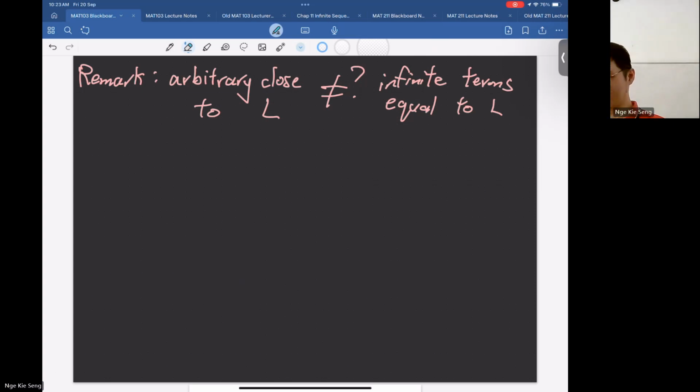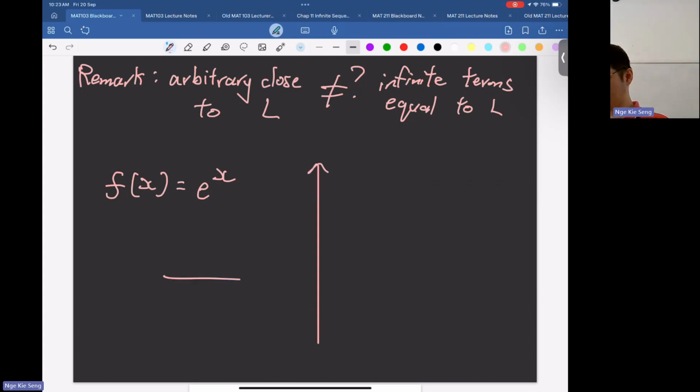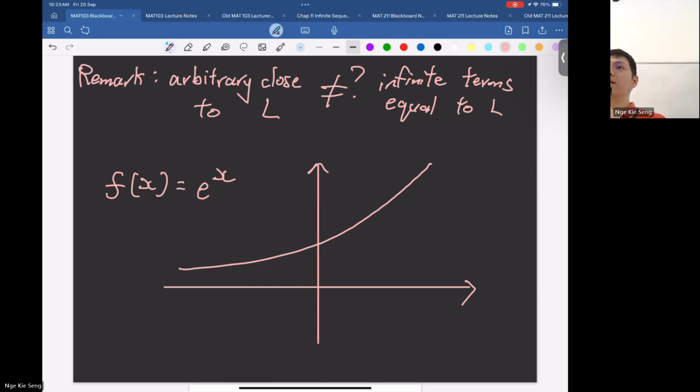Try. Consider a continuous function, e to the power x. So what happens to e to the power x? Continue.